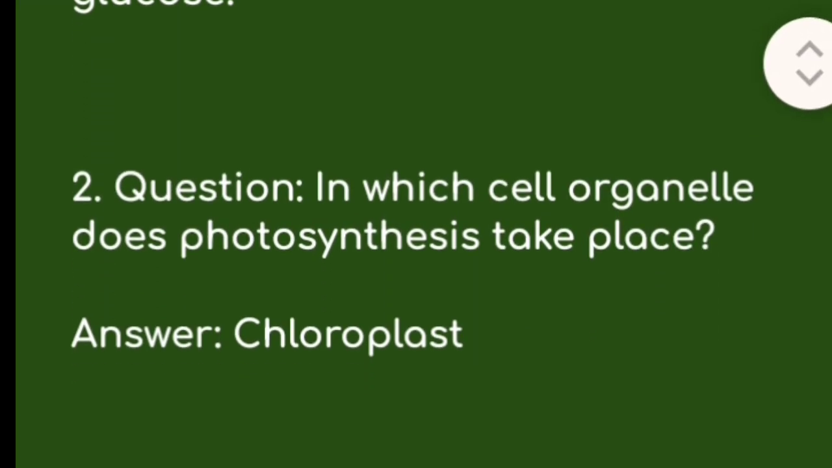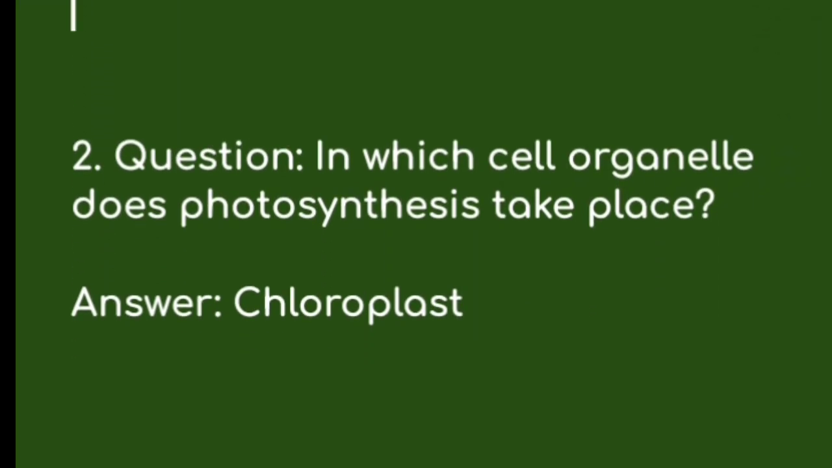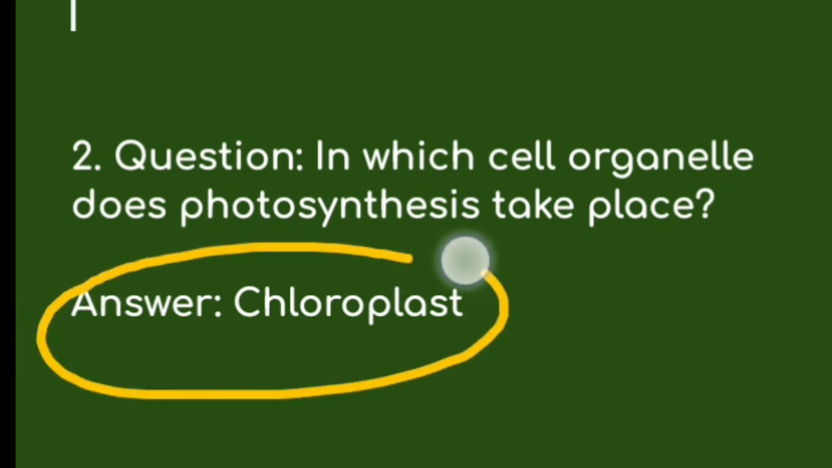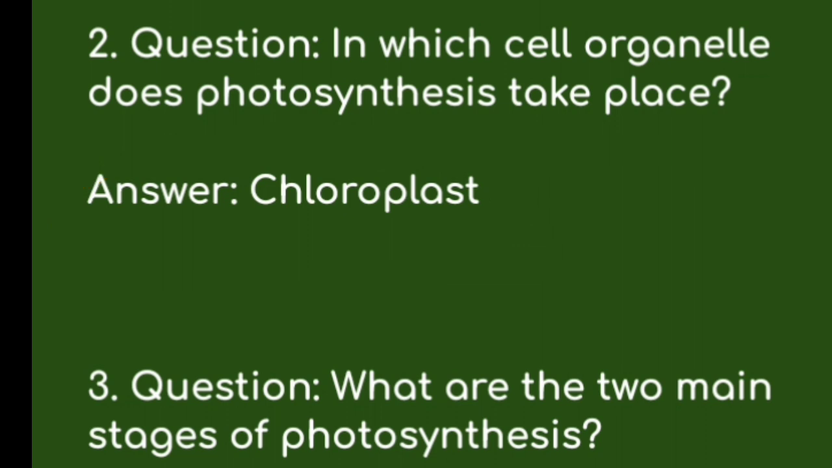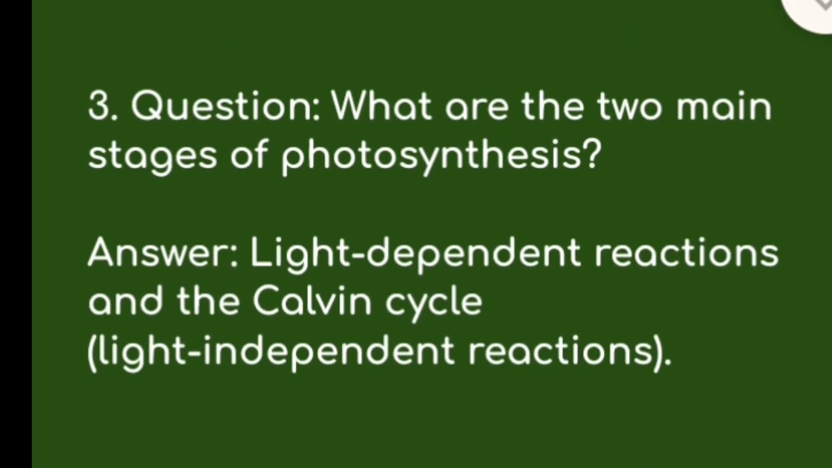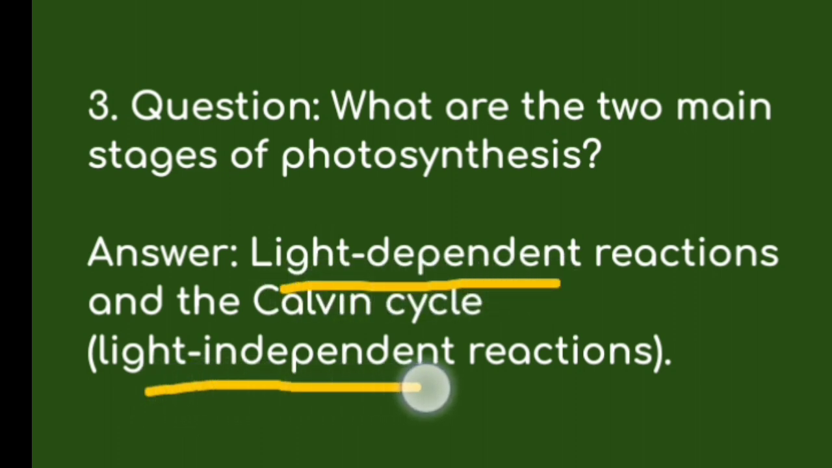Number 2. In which cell organelle does photosynthesis take place? The answer is chloroplast. Number 3. What are the two main stages of photosynthesis? The answer is number 1. Light dependent reaction, and number 2 is Calvin cycle or light independent reaction.